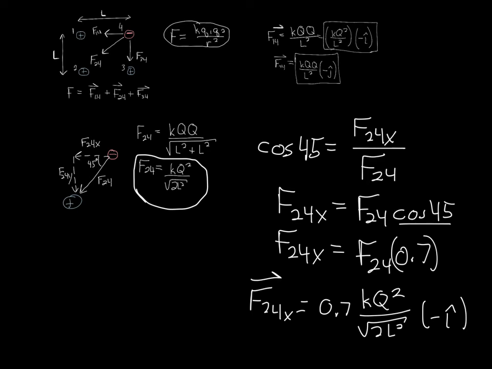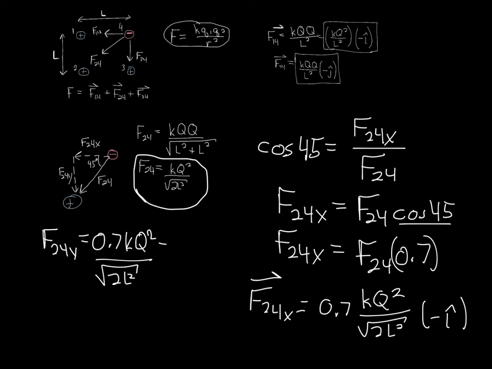We can do the same process for F24y. We find F24y is going to be equal to 0.7 times k times q squared over the square root of 2L squared. This is what happens when you plug in your trigonometry. If you have questions about that, you need to come to my office or send me an email if you can't figure out how that works. We should be able to do that at this point, but if you can't, let me know.